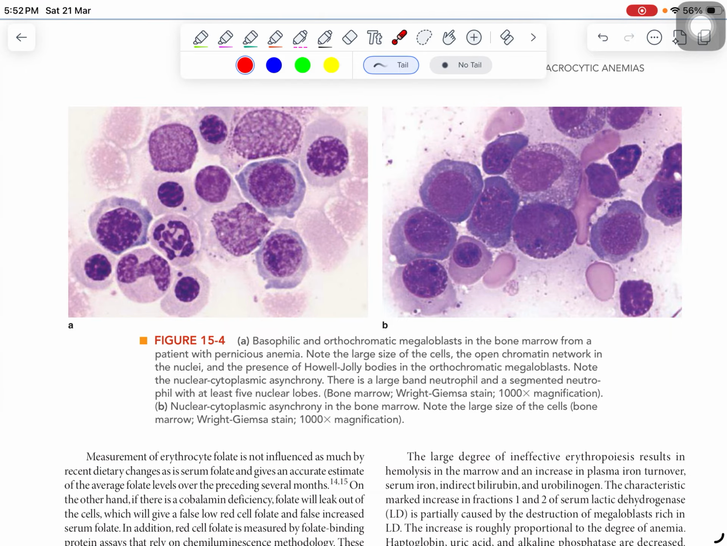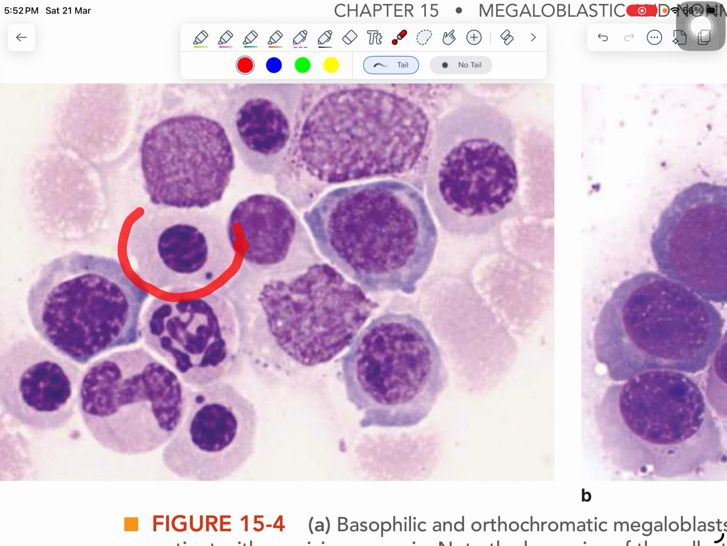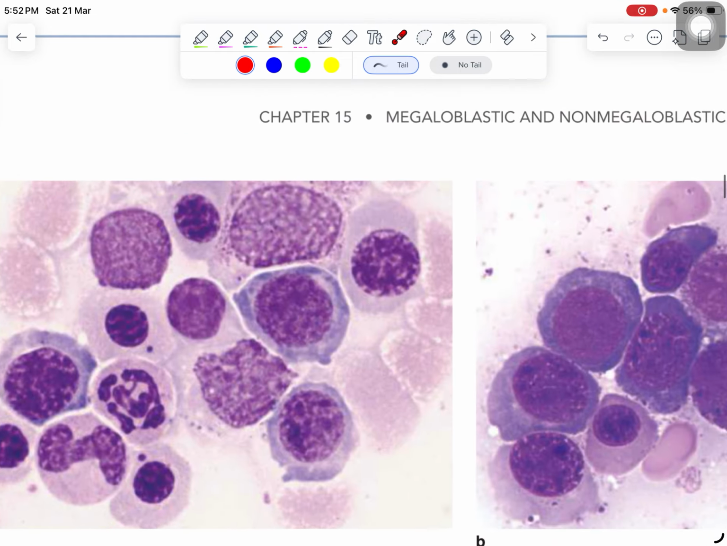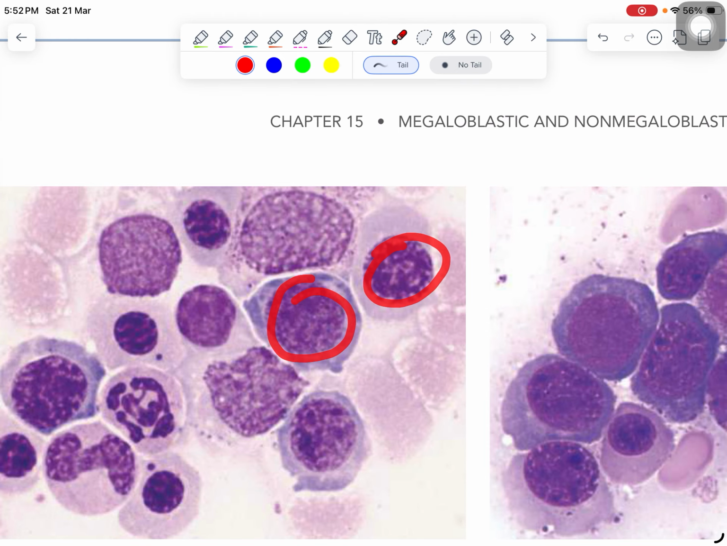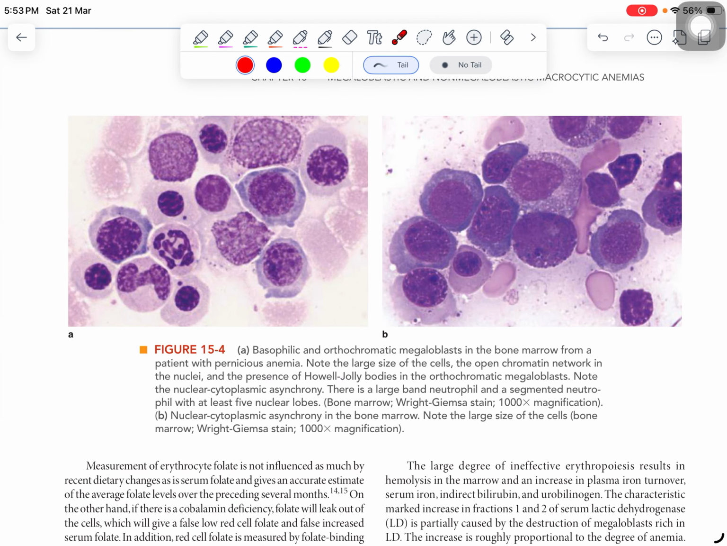In the orthochromic megaloblast, this is an orthochromic megaloblast, right? In that orthochromic megaloblast there are Howell-Jolly bodies. These are all basophilic with open chromatin. There is a large band neutrophil and a segmented neutrophil with at least 5 nuclear lobes. Here also a band is there, and here a hypersegmented neutrophil is also there.